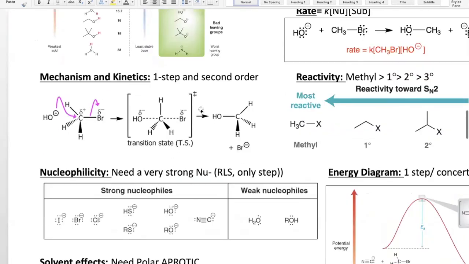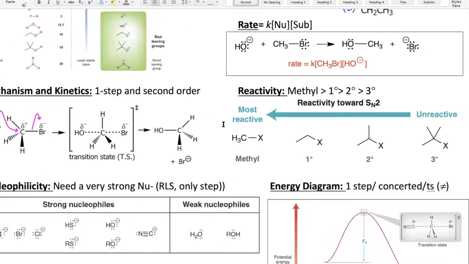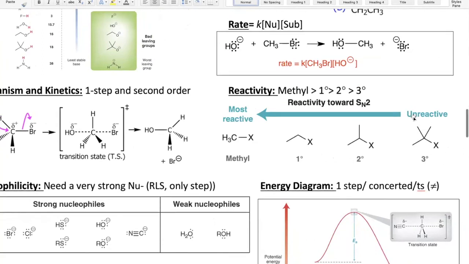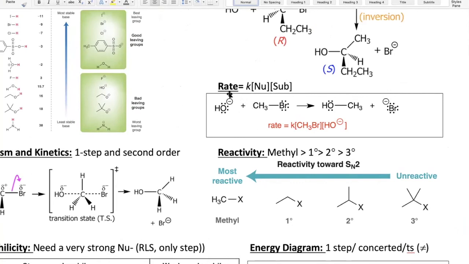So the mechanism is such that it is a single step and concerted, and it is second order. The substrate reactivities are going to be methyl is the most reactive, followed by primary, then secondary is a little bit, and then tertiary will not happen with SN2. The rate expression of this reaction is such that the rate is the rate constant times the concentration of the alkyl halide times the concentration of the nucleophile.